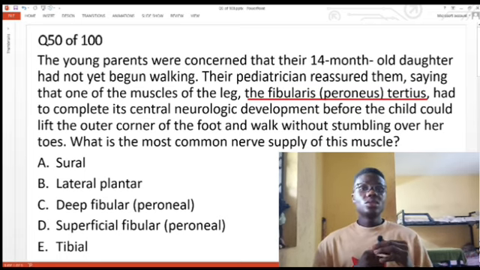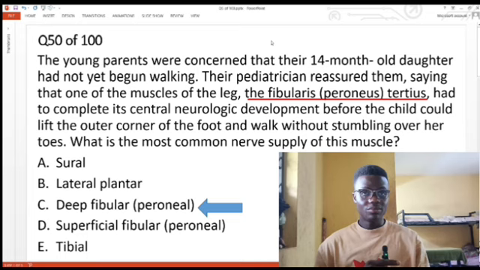So basically, this question is asking us what is the nerve supply of the peroneus tertius. The nerve supply of the peroneus tertius is actually the deep fibular nerve, right? So that is option C. That's pretty straightforward. All right. So let's discuss the compartments of the leg basically.